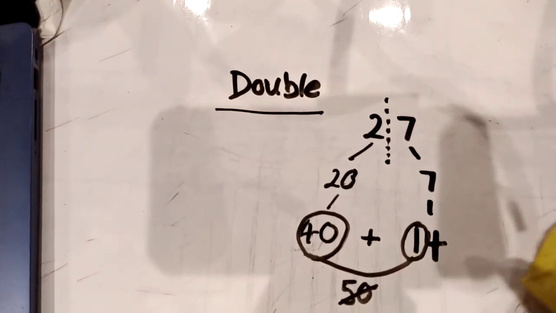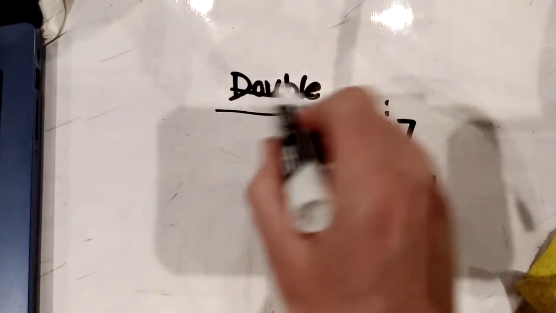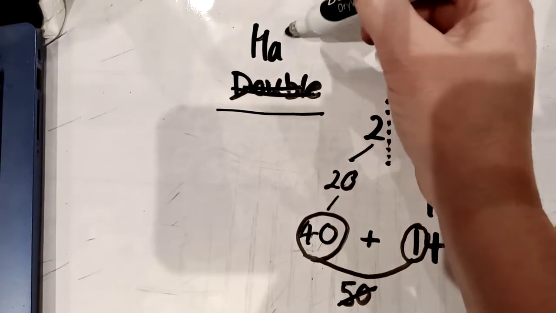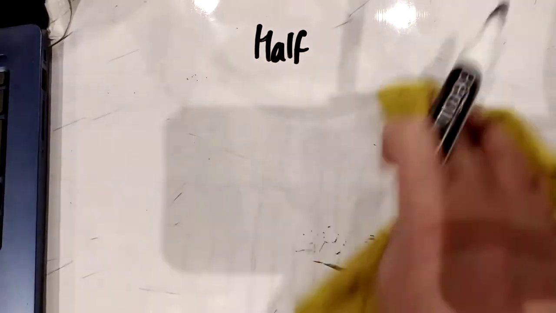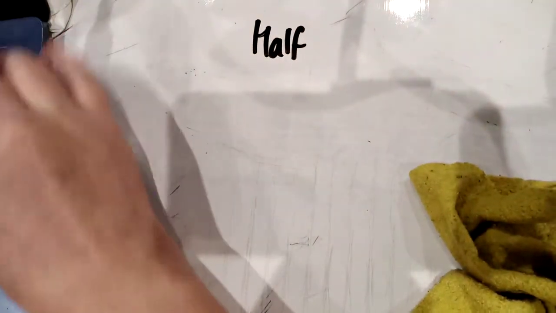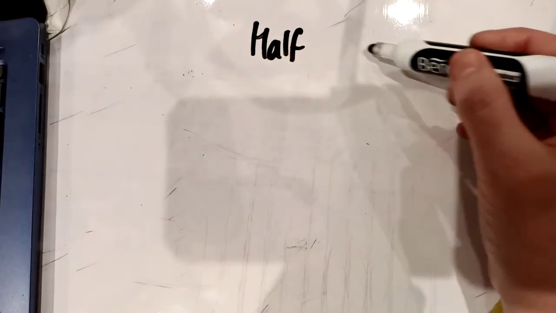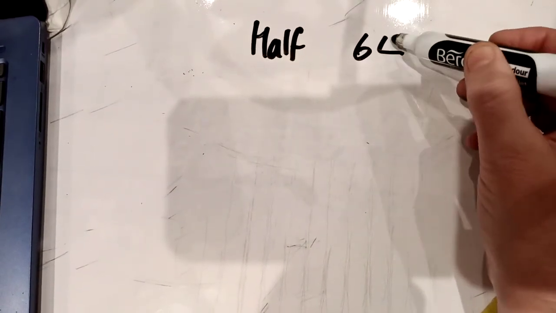And sometimes, though, they don't ask you to double, they ask you to halve things. Let's have a look at halving. So they could give you the number 64. They'd say half 64.